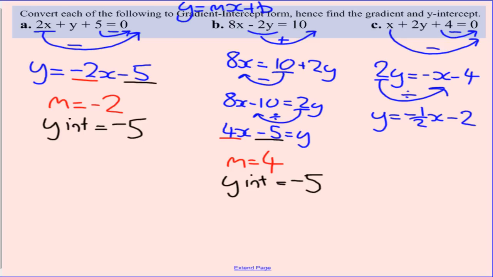There are my key bits of information. The first one being the gradient, m is equal to negative a half. And the second bit of information is the y-intercept, and that is the number on its own, and in our case is negative 2. So there we have quick rearranging of an equation so that we can get it from general form into our useful gradient-intercept form, and we pulled out the bits of information we need. Maybe the question from here would go on to say graph the following lines by plotting the y-intercept and a gradient, but that's it for now. Okay, thank you for watching this video and good luck.